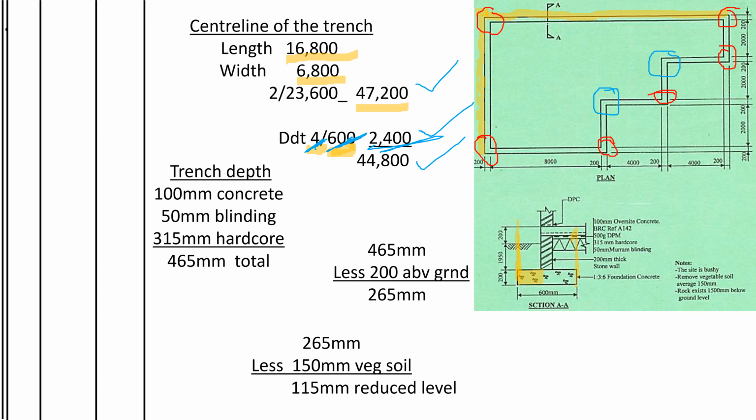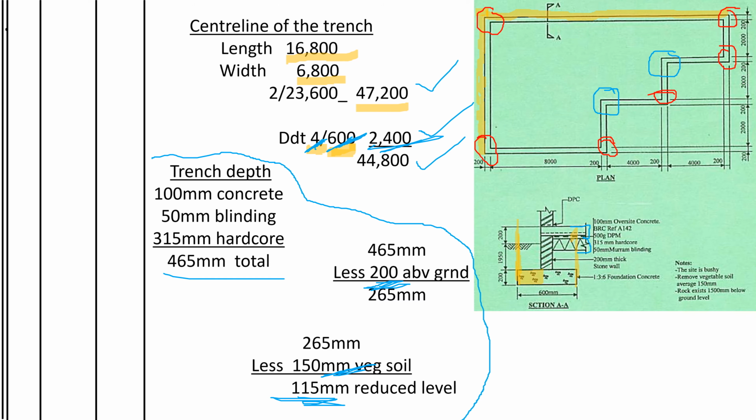Alright, so this one was the concept of finding the reduced level. If you did not get it, you can just check it out here. You take all these layers, the oversight, the hard core, the Murram, you add them, then you deduct the height above the ground, then you deduct the depth of the vegetable soil, so that you can know how much you should reduce the level by.